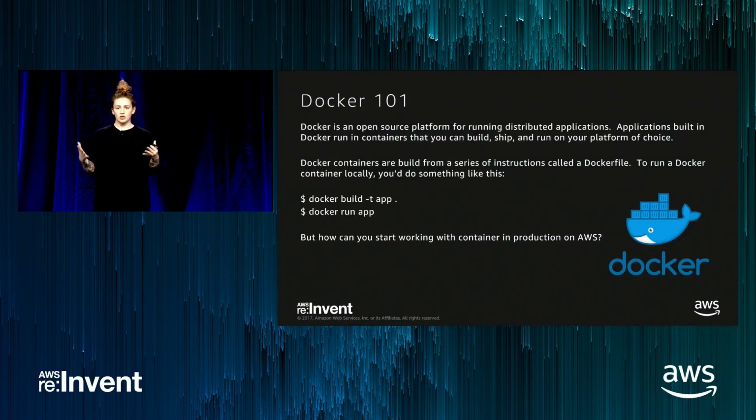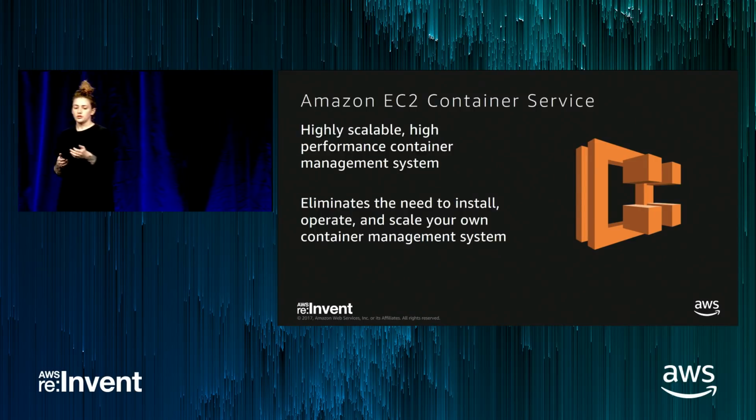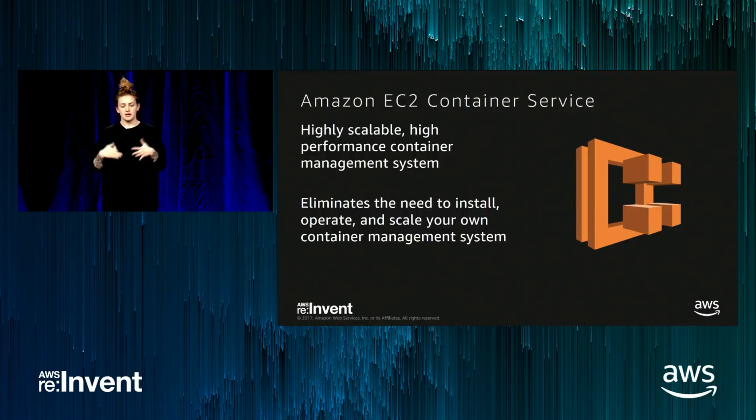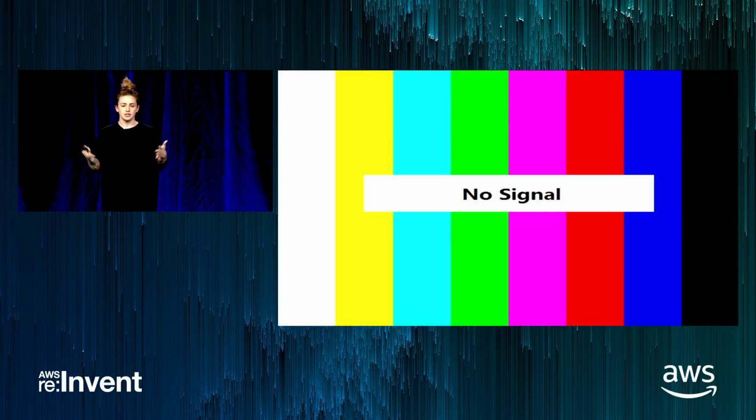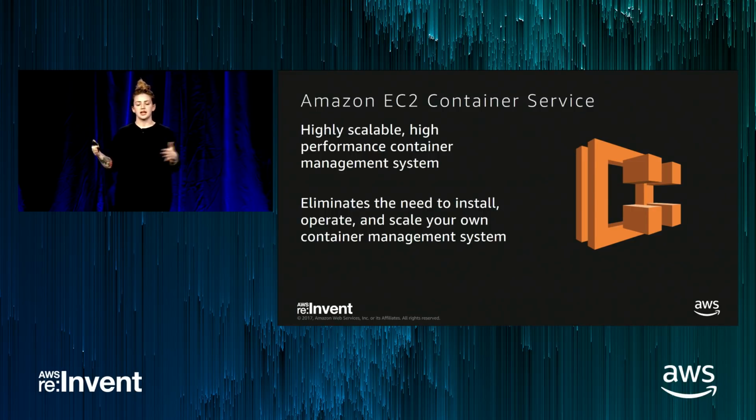So we've covered a little bit about what these containers are. But how can you start working with containers in production on AWS? The easiest way to do this is Amazon EC2 Container Service. It's now Elastic Container Service. A highly scalable, high performance container management system. So what do you need this for? Containers are actually a lot of work.